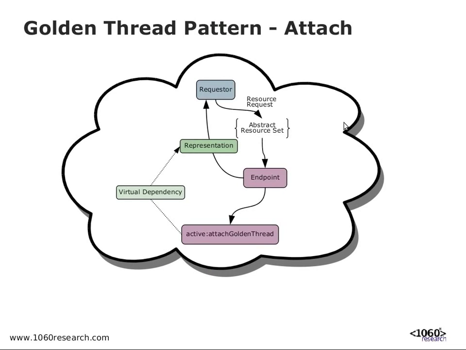Okay, let's look at the golden thread pattern in detail. We showed that a requester issues a request for an abstract member of the set. It's resolved to an endpoint. The endpoint computes a value, the representation, and that's returned to the requester. Because the endpoint and the requester are physically decoupled, and the relationship between them is mediated by the address space, we're able to understand and track every resource that is required in order for this representation to be computed. Therefore, this representation, if appropriate, can be stored in a cache rather than be recomputed each time it's needed.